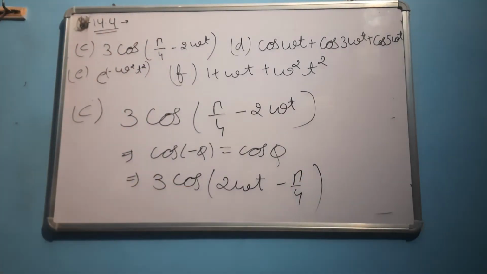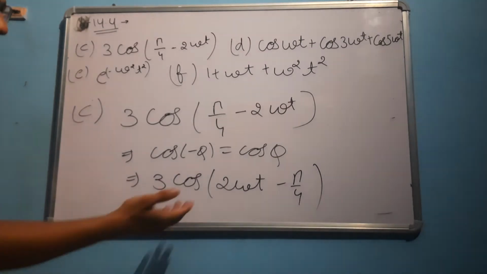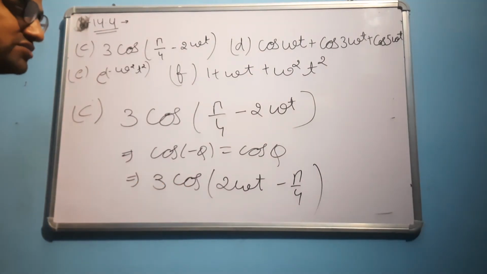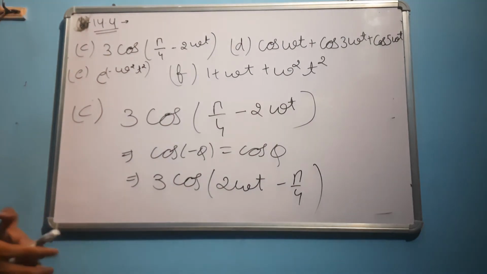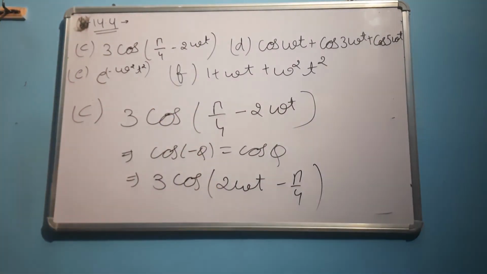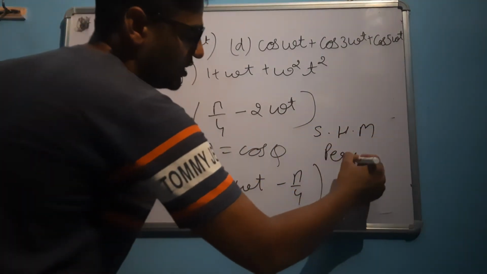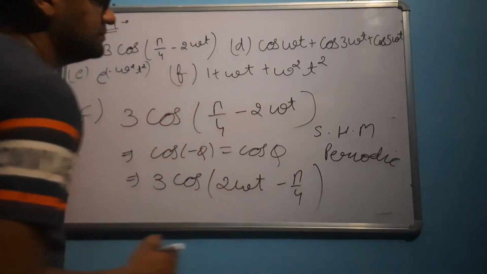Is this showing simple harmonic motion? Yes, it is a function of cosine which is varying with time. So this is the mathematical expression to show a simple harmonic motion. So this will be showing simple harmonic motion as well as periodic motion.